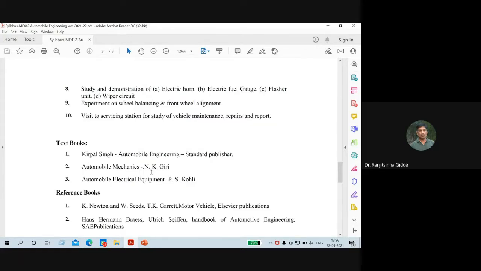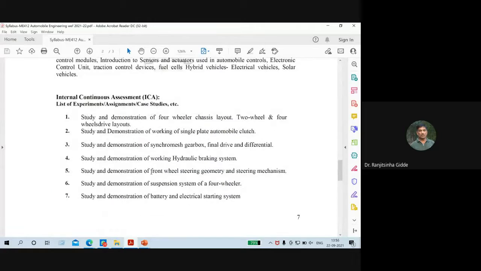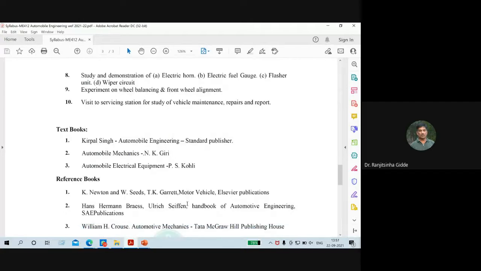Then demonstration of battery and electrical starting system that we are going to see. Then some of the components such as electric horns, electric fuel gauge, flasher unit, wiper circuit that we are going to study in the experiment, and experiment on wheel balancing and front wheel alignment that will be at ninth number. And at last, visit to servicing station for study of vehicle maintenance, repair and report.